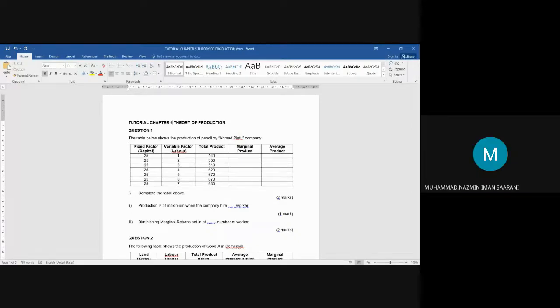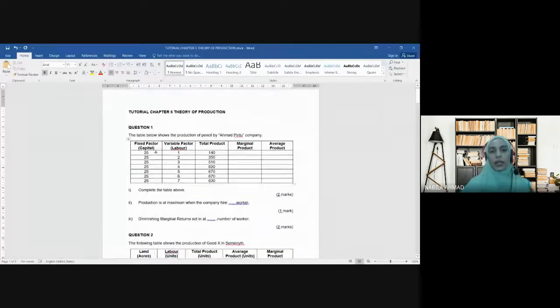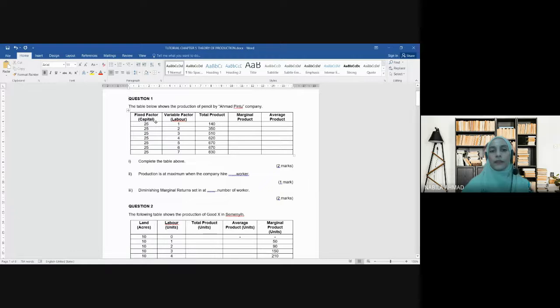Nampak, madam. Kita tengok contoh latihan. Latihan ini adalah latihan daripada past year lah. Okay. Kita tengok the table below shows the production of pencil by Ahmad Pintu Company. Okay. So you have dibagi table macam ni. We have fixed factor ni capital, variable factor labor, and then dibagi total product. So table marginal product dan average product ni kosong. Maknanya kita kena fill in lah. Kita kena complete the table.